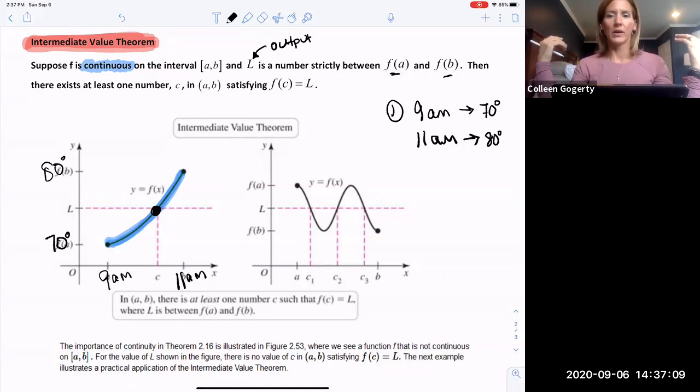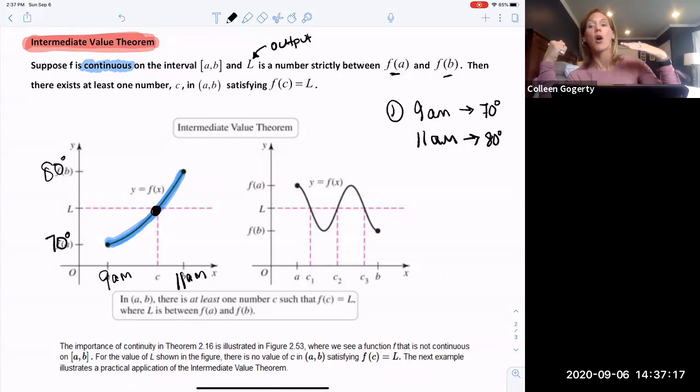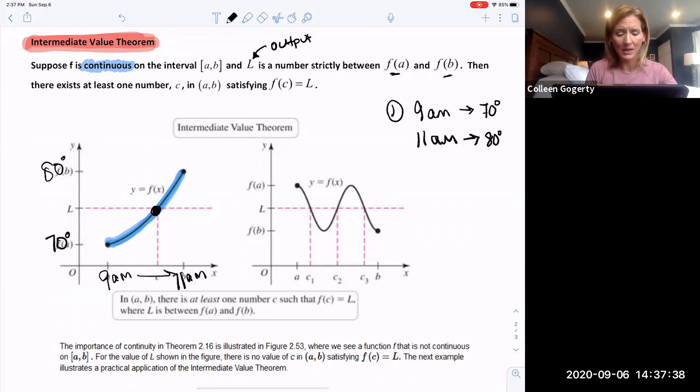Okay. Well, temperature is a continuous function, right? Like, it can't go from 70 to 80 degrees without at some point hitting all the temperature measures in between 70 and 80. Okay, there has to be a time. You could argue that it could be down to the split second or half of a second or whatever you want, but you can't go from 70 to 80 without passing all of the temperature values in between. So what the intermediate value theorem is saying is that there has to be some time in between 9 and 11 a.m. where there's going to be a temperature that's between 70 and 80 degrees.